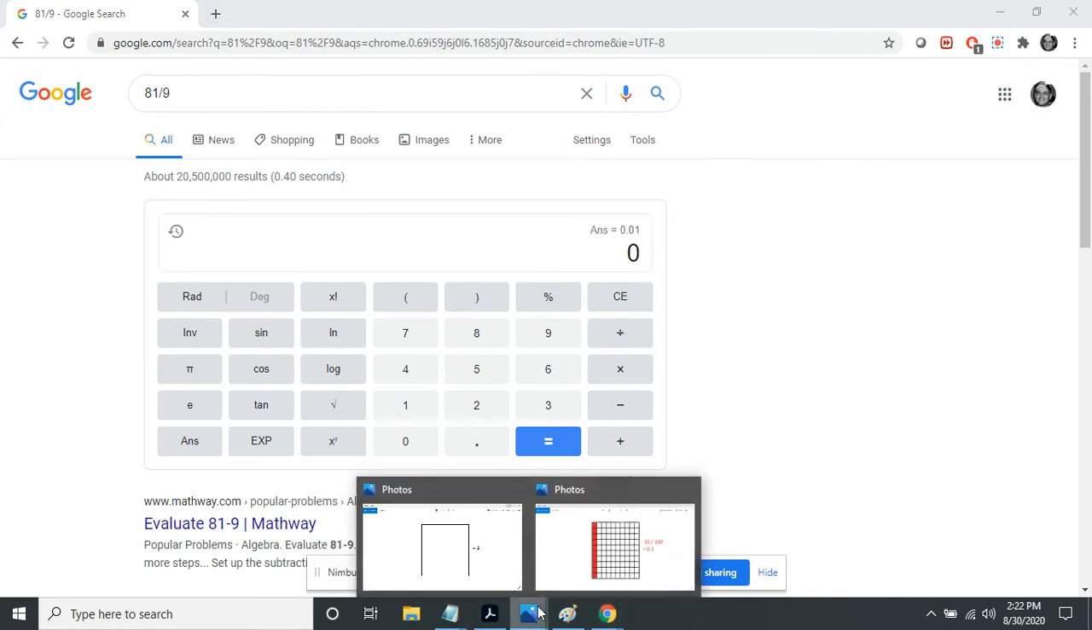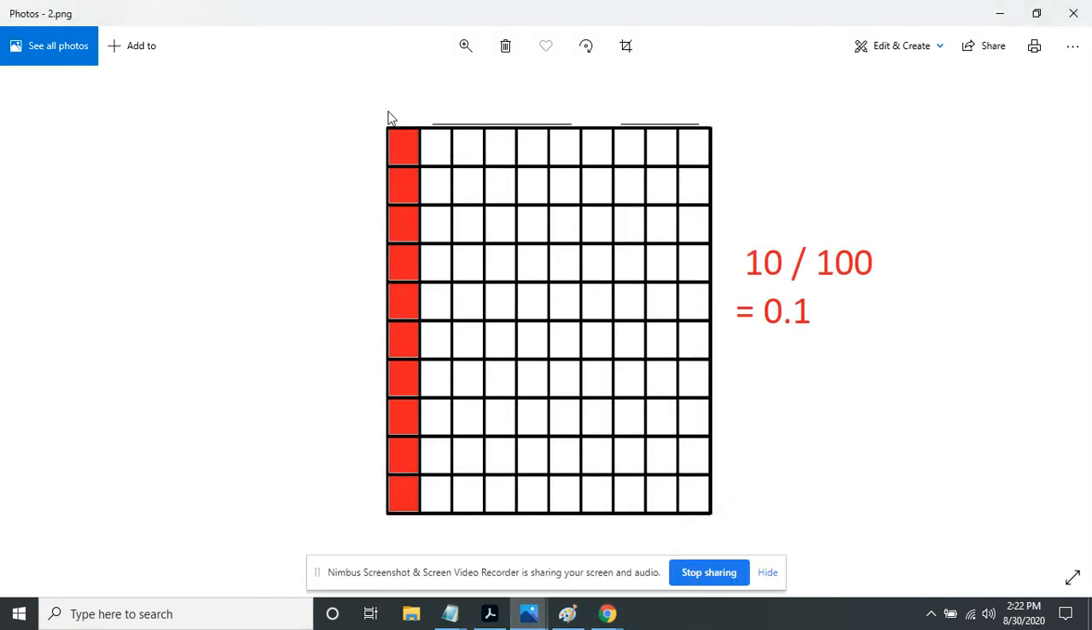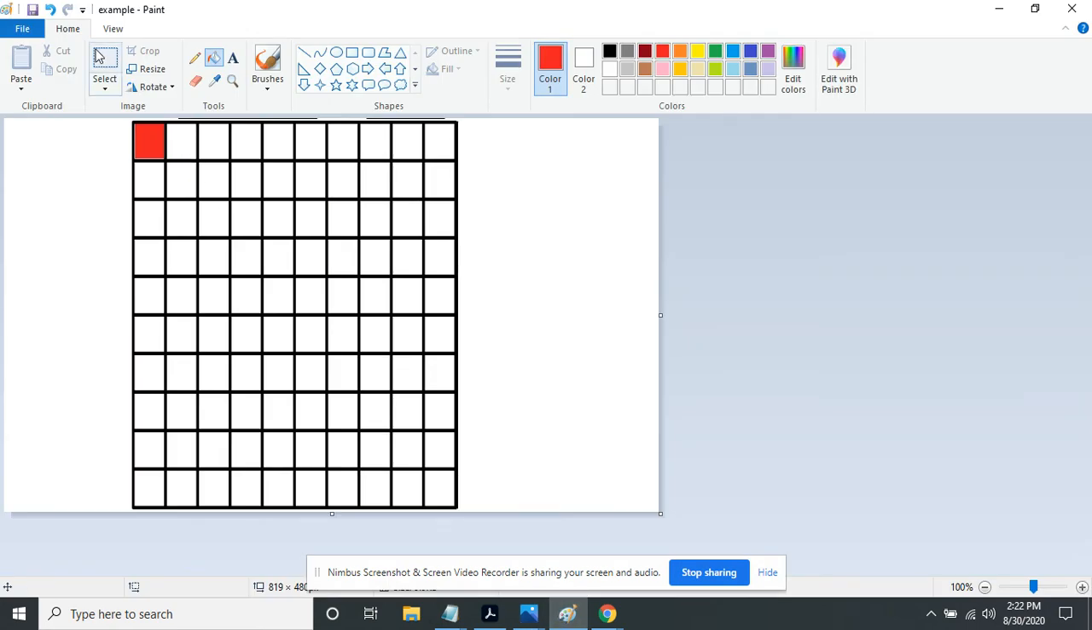So if we go back, this is 10 out of 100, colored red, right? And is equal to 0.1. If you look at this 1, the 1 is in the tenths place because it is 10 parts of 100. I can show you that. If I color all these in, that's 1/10 of 100.